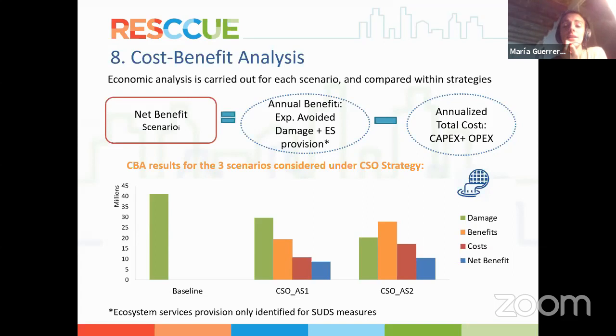So we did a cost-benefit analysis that helped us to translate different variables into a unique measure value, which is the main benefit of the CBA that allows you to sum up different variables under one unit of measure. Here you can see, for example, how it adds up expected avoided damages, changes in ecosystem services provisions, and the annualized cost, which resulted in the results you can see in the graph. This is an example for the CSO strategy, the combined sewer overflow, where we compare the two scenarios models to the baseline scenario and their different criteria.